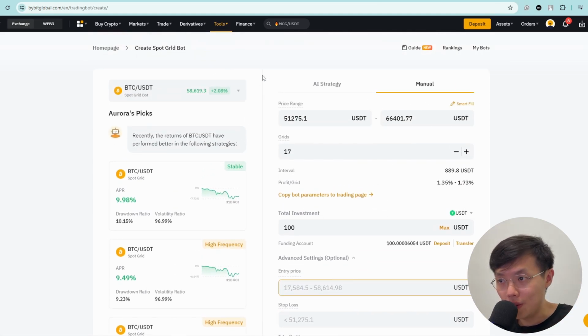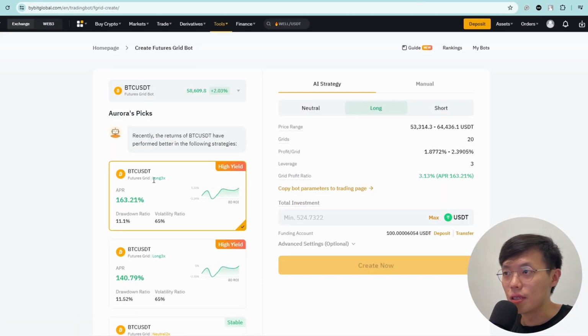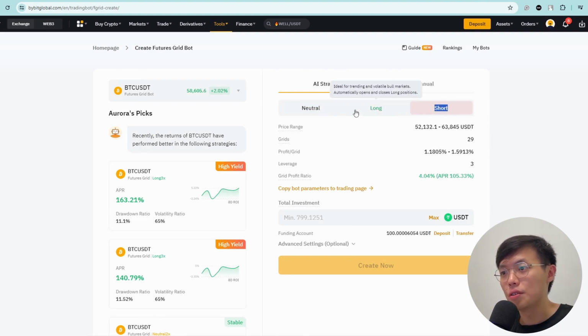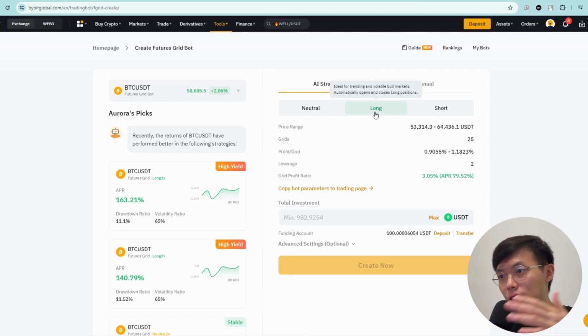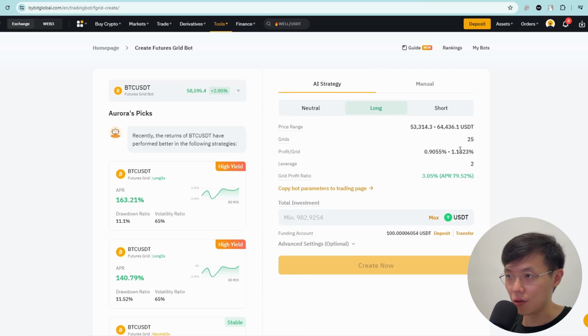So yeah, this is how you use a spot grid. It automatically trades for you, buy low, sell high, as simple as that. But the futures grid is basically perpetual trading. You can do neutral, long only, or short only, depending on you. Long is basically for a bull market, where you want to long and enter at the price that you want. If you can see here, it's ideal for trading volatile bull markets. It automatically opens and closes the long position. Of course, everything is like this: you have grids as well, and then you have leverage and so on and so forth.